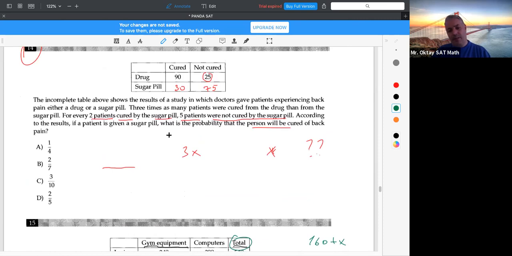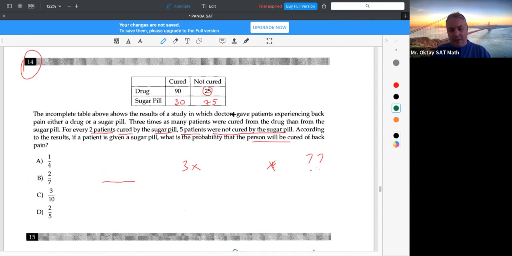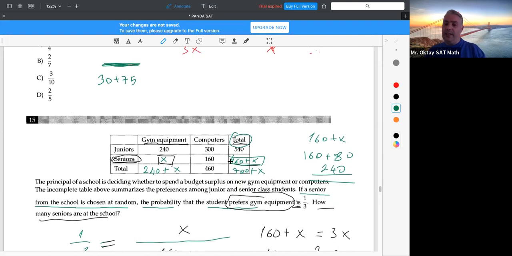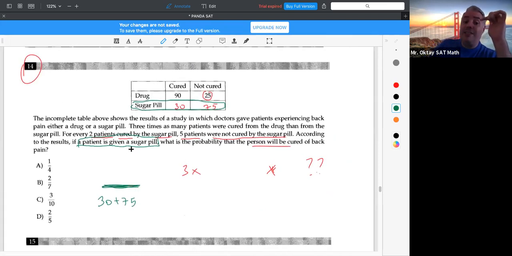One more time, Ahmet and others. When I concentrate on the last part, it says, if a patient is given a sugar pill, it means the restriction for the domain of sugar pill. So how many sugar pills do we have? 30 plus 75. Now this is the sample space. Like this question, in this question we focus on seniors. In this question, if a patient is given a sugar pill, remember the conditional probability: given means it is in the denominator. If you remember, we said this before.